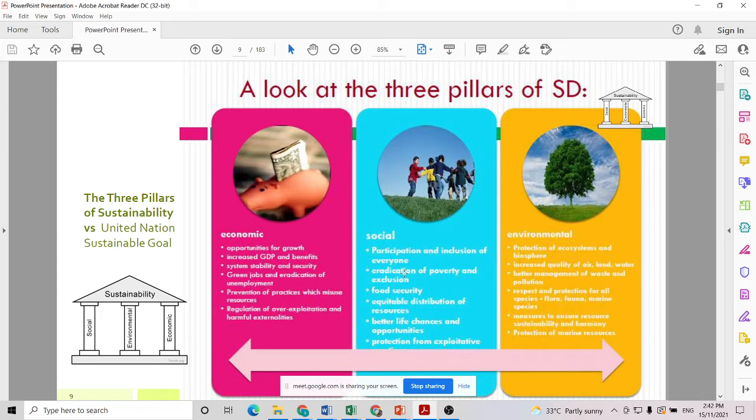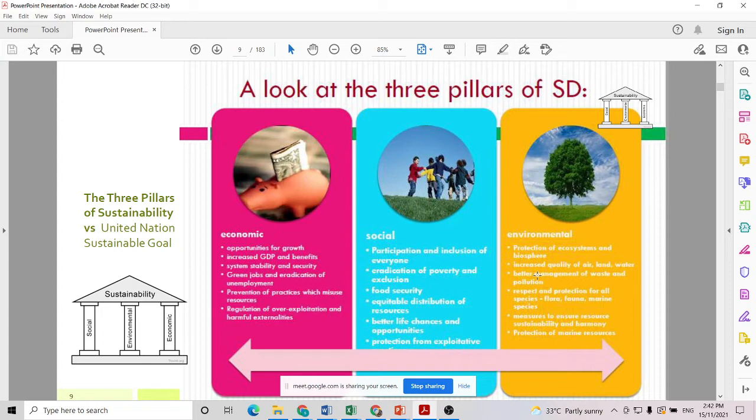Each individual will contribute towards sustainability. As I mentioned earlier, each individual has their own responsibility. About the environment, of course we want to preserve it. Basically, the protection of the ecosystem and biosphere is the main goal, the main objective, to preserve them.